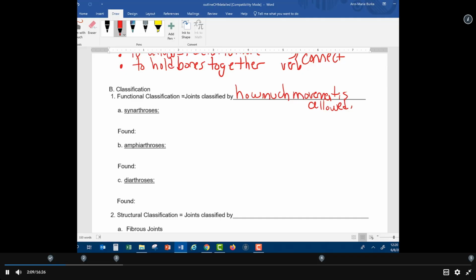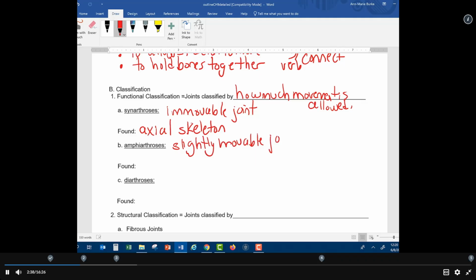The first is called a synarthroses. These are Greek terms, by the way, so they're a little tricky to say, but synarthroses means an immovable joint. So this joint, for the most part, does not move. And these are found in the axial skeleton, where you really don't want to have a lot of movement. Another category, amphiarthroses, are slightly movable joints. These are also found in the axial skeleton.